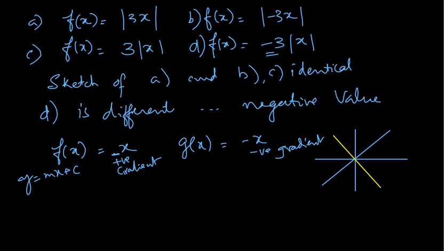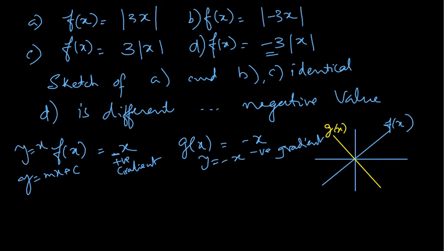So this is g of x and this is f of x. One is a positive gradient, the other one is a negative gradient. Yeah, it's minus x, meaning like that. Yes, correct. This is y equal to minus x. y equal to minus x. This is y equal to plus x.